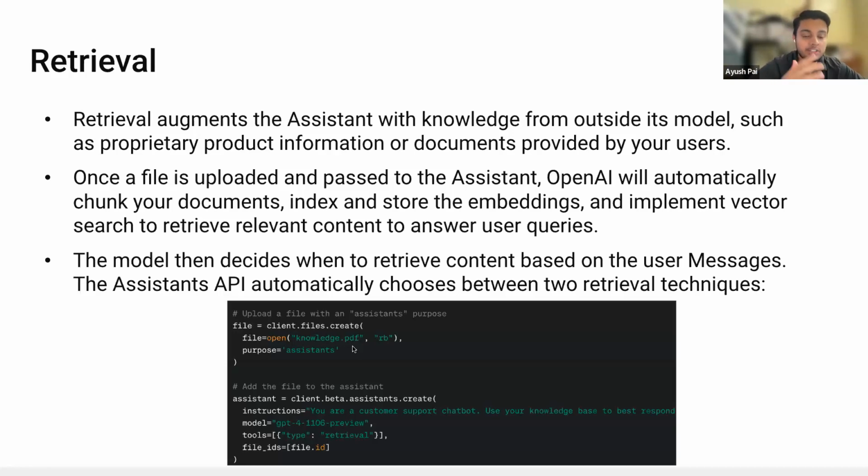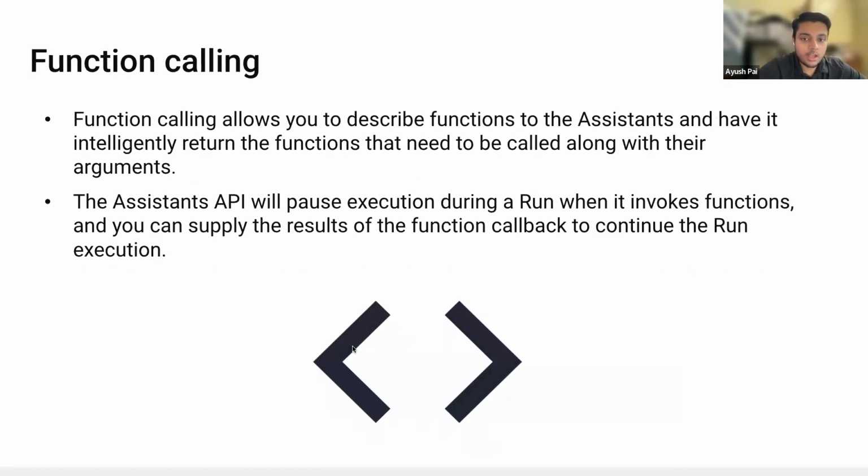So it'll use the specific data that it needs based on the user queries. And that's why it's a really powerful tool in that context. So function calling is another really powerful tool that allows you to actually create actions directly from the OpenAI assistant.